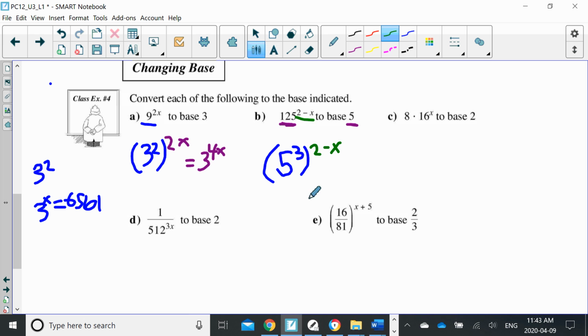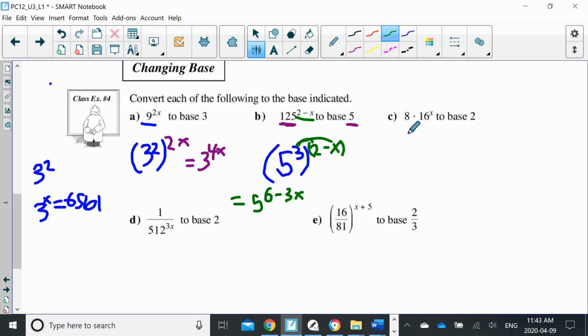Now, this is considered a binomial. More than one term, we always put more than one term in a bracket, right? Because it's power to a power, it is 3 times this binomial. If I put this binomial in a bracket, it's going to be 3 times 2 and 3 times negative x. So 3 times 2 is 6 minus 3x. So 5 to the power of 6 minus 3x.